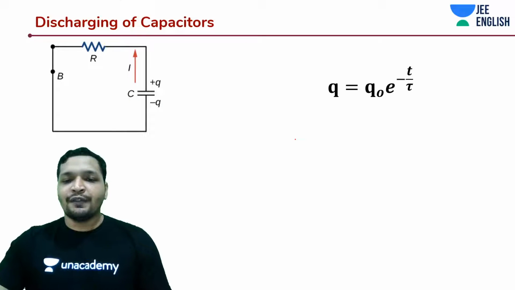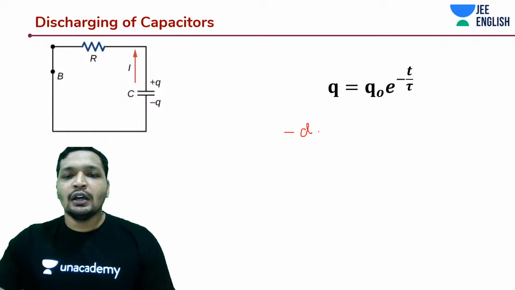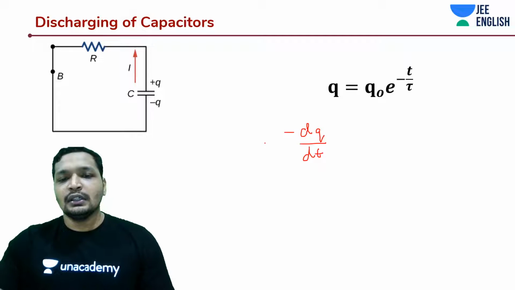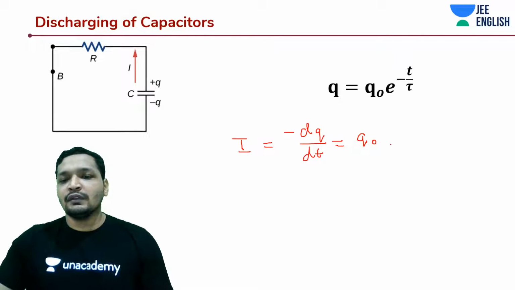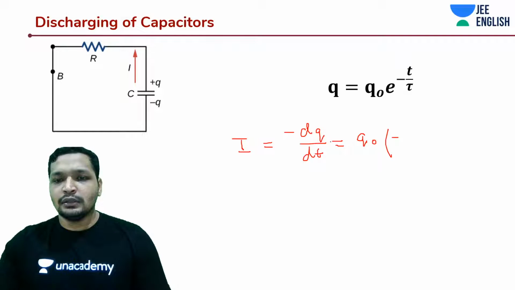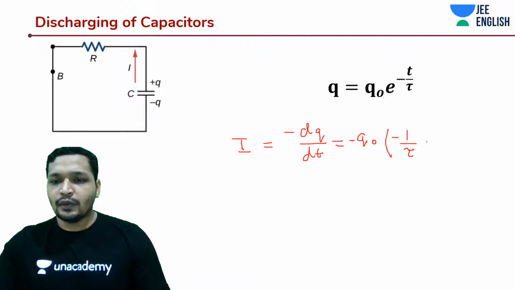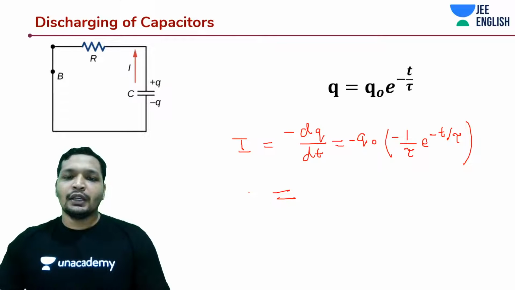All we need to do is just differentiate this equation to understand the current. The current is going to have a very similar kind of equation, that is going to be minus dq by dt. Since the current is decreasing, I is equal to minus dq by dt, and you are going to differentiate this equation, which is going to yield q naught into minus 1 by tau, e to the power minus t by tau. The minus signs would cancel out. You would get something like q naught by tau.